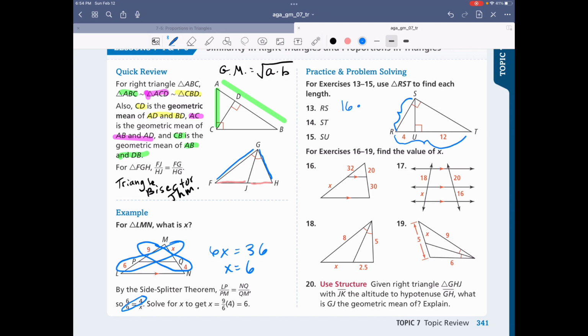And then for AC, I should have used the purple highlighter because that's the one. If we're looking for AC, then we would use A to B, and we would use A to D, which is the little piece. And so the little piece of this is 4. We want to take the square root. 4 breaks into 2 and 2. 16 breaks into 4 and 4. So the 4 and the 2 both come out. So the answer to this would be 8. RS is 8.